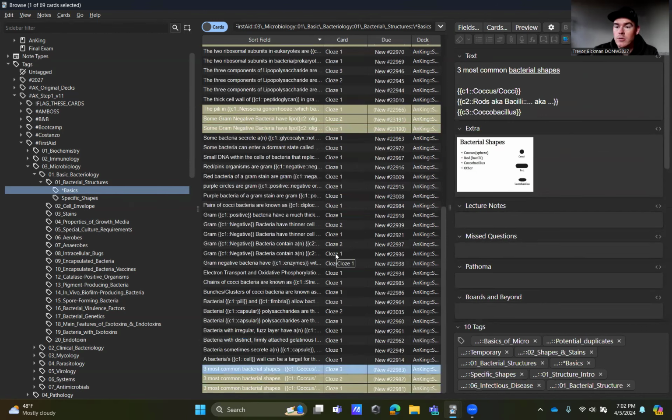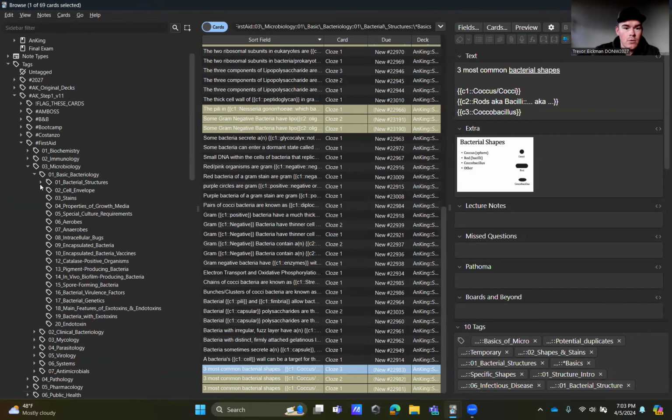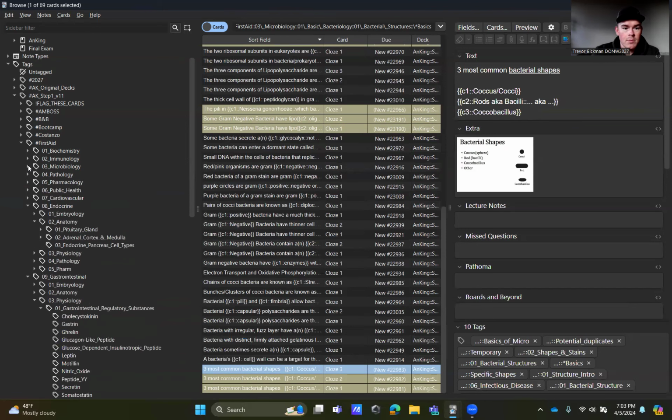I would recommend learning the shapes based off the lecture versus what the monkey cards have, because these just aren't fully accurate to what we need to know for the learning objectives, I should say. They are probably still accurate, but that is it for bacterial for now. So we're going to minimize that, get out of there, and we're going to go to endocrine next.